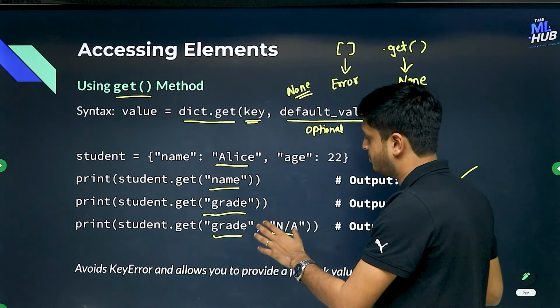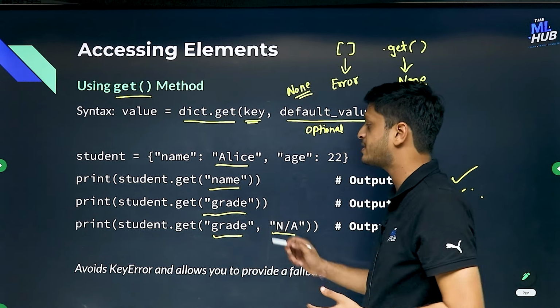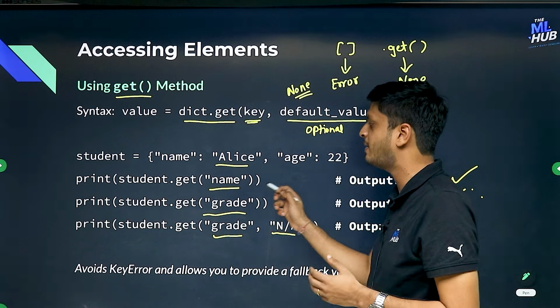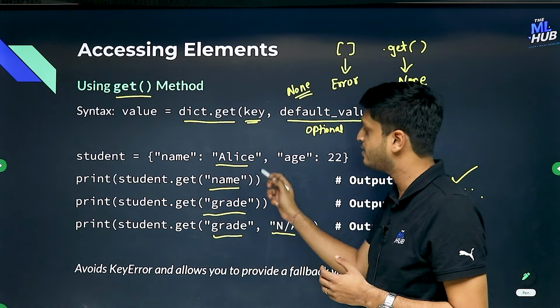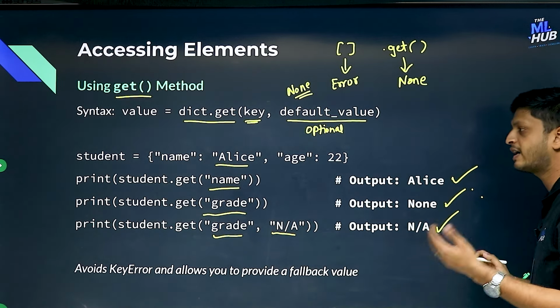Okay, so the default value will only be given if the key is not present. Here also, if you give the default value, it doesn't matter because this key is present. Alice only will be the output. So this is how the get function works.